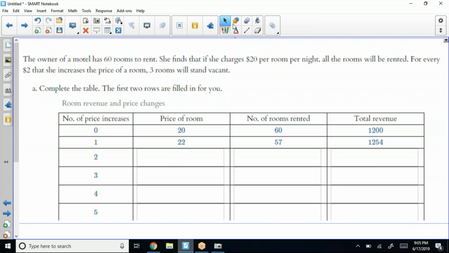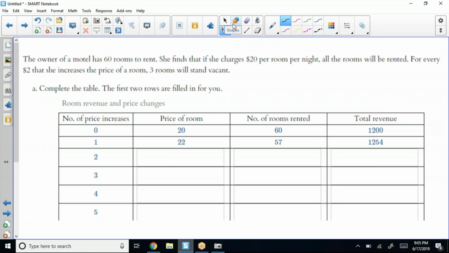Let's just fill out the table logically, right? So this would be 24, 26, 28, and 30, right? All right, so 57, 54, 51, 48, and 45. You're going down by three. That's right. For every increase of $2, the rooms go down by three, right? Yes, sir.